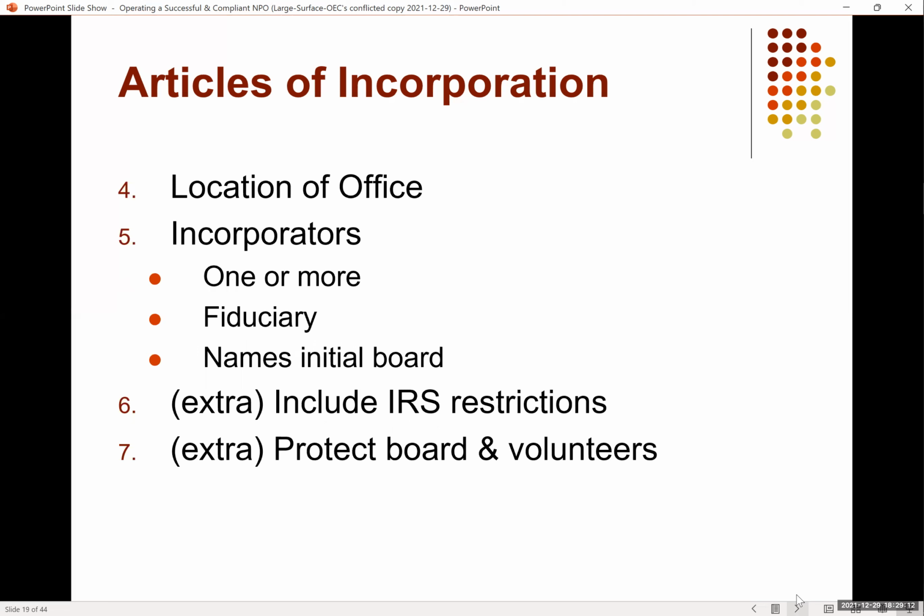You have to have a location in your office. Again, you don't have to register in the state you live in, but whatever state you are, you have to have some office or agent within that state. They're going to want to know the incorporators. And if there are any other IRS restrictions or things like that, term limits and that kind of stuff, that can be in your bylaws. But up to number 5 is typically what they ask for.